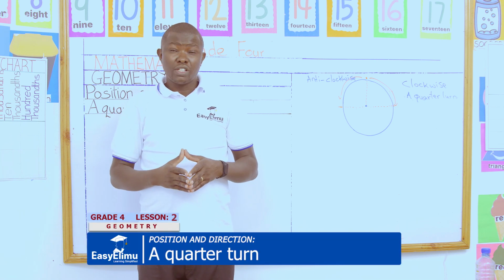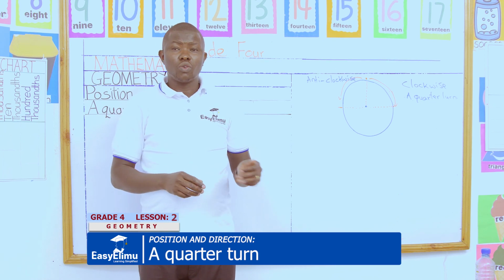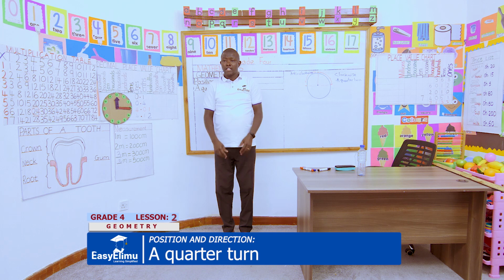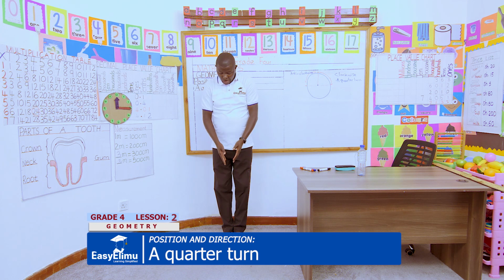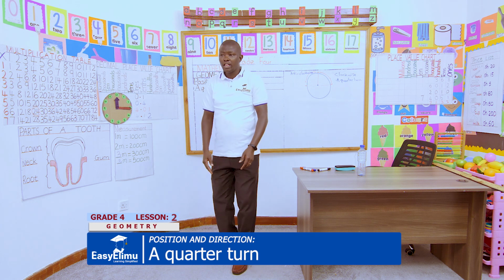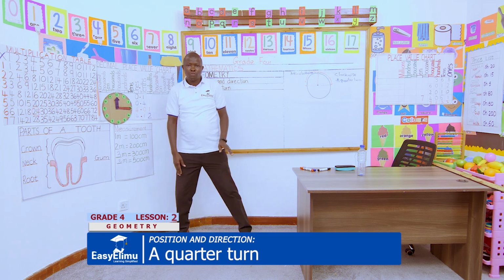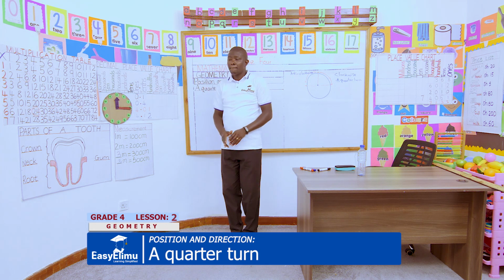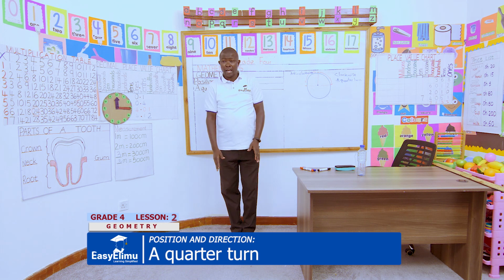Make sure you observe these turns. Clockwise, make a quarter turn. Anti-clockwise, make a quarter turn. And when you are making a quarter turn, there is something you have to note. I did not move from where I was standing. I did not move this way, then turn. No. From where I was standing, I just made a turn from there. My legs are at the same place. I've not moved them, but I'm turning from where I was.